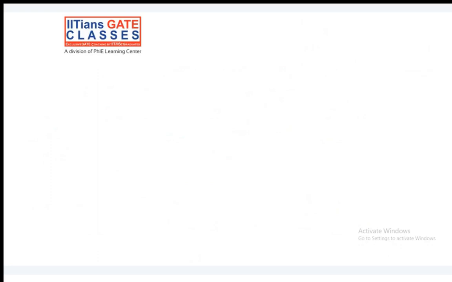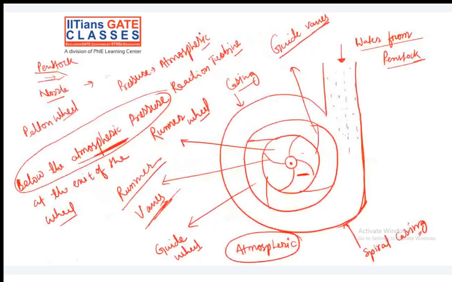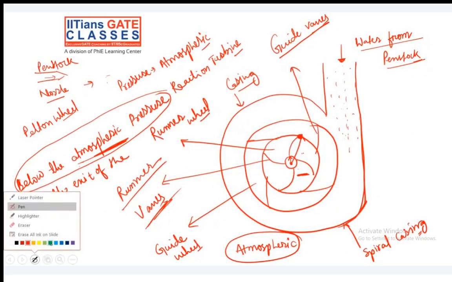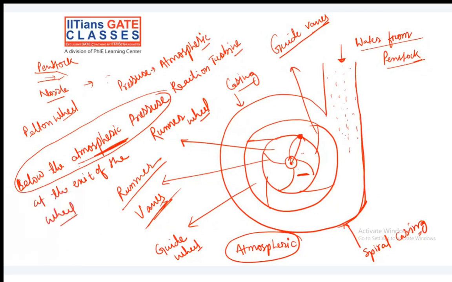So let us talk a few more things about it. Can we see that in this case this diameter is different, and this diameter is different? Can we see the difference? There are two diameters, one is this one and another is this one. So these two diameters are different.